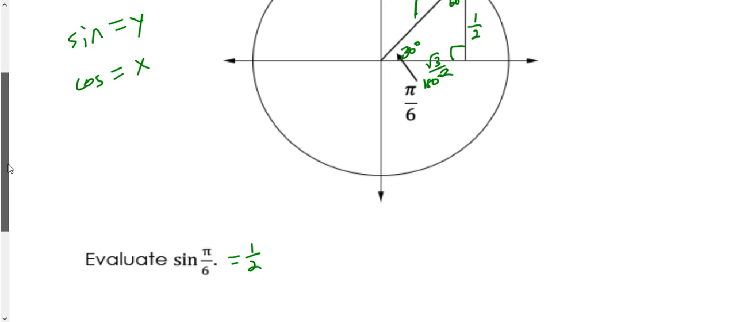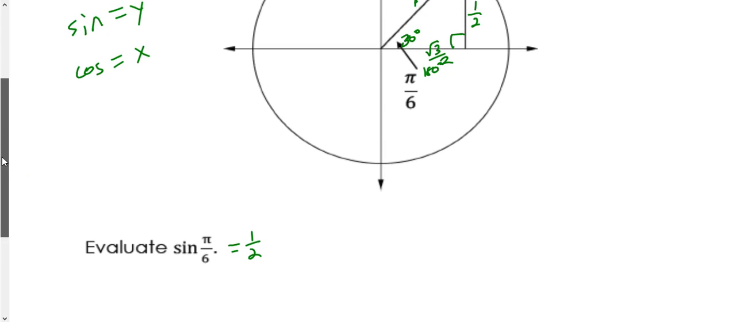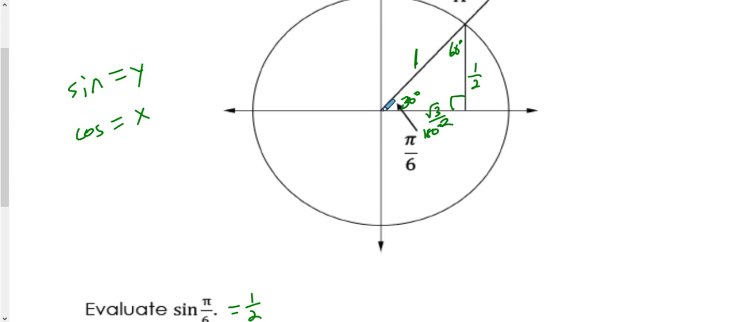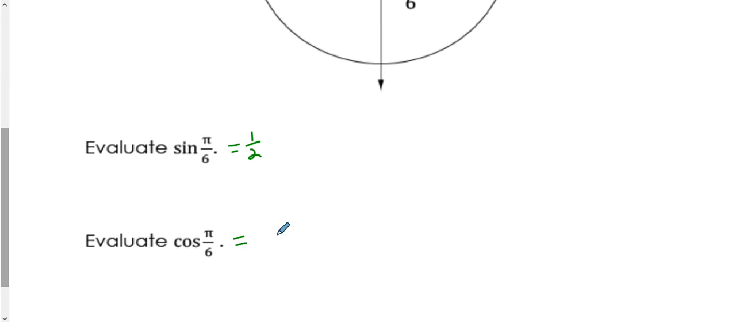Well, what about our cosine of pi over 6? Remember, cosine is the x. So what is the x value from here over to here? Well, that is square root of 3 over 2. And again, that's positive because we are moving to the right. So square root of 3 over 2.